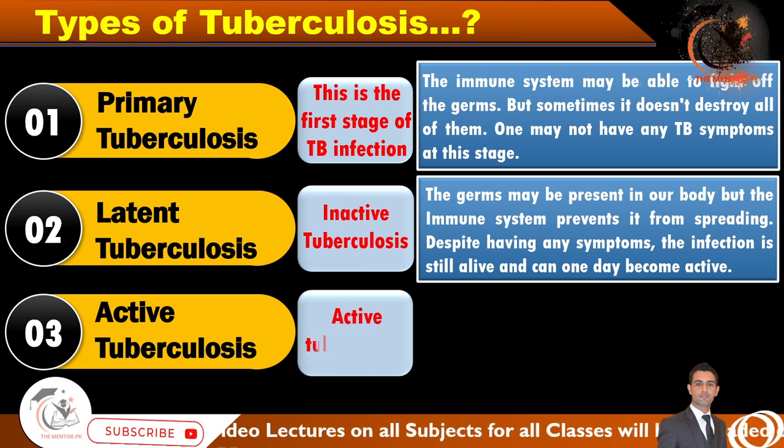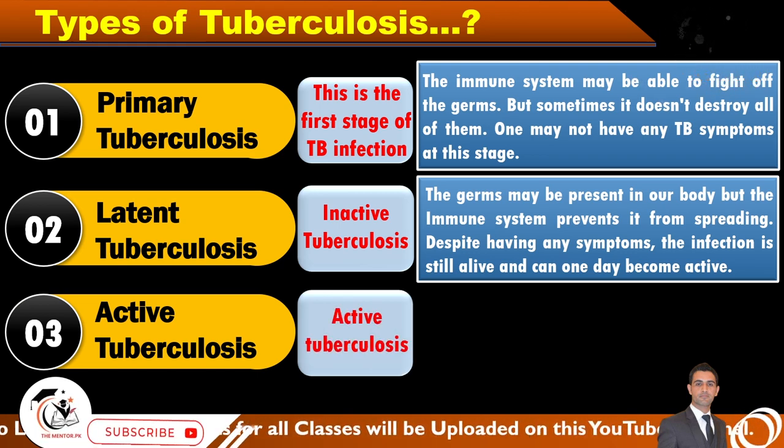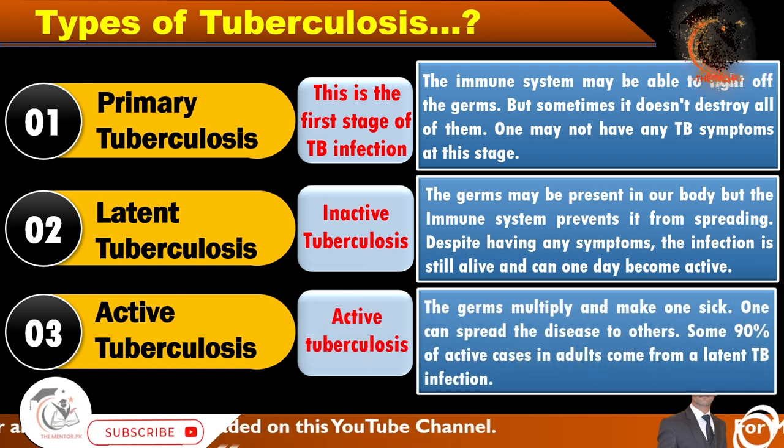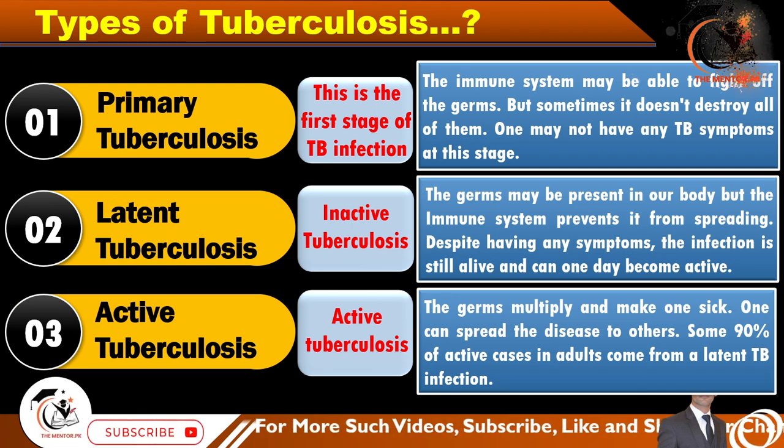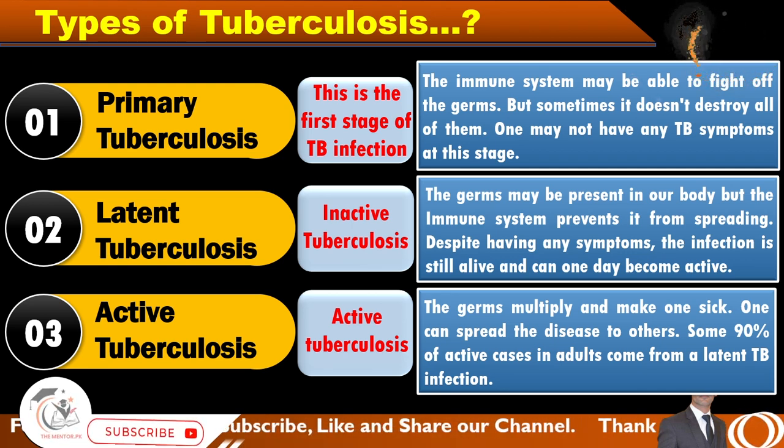Active tuberculosis is the active one. The germs multiply and make one sick. One can spread the disease to others. Some 90% of the active cases in adults come from a latent TB infection.